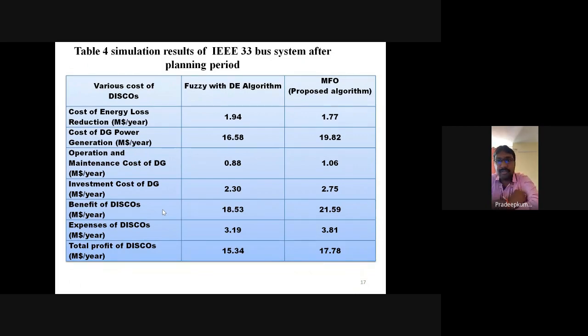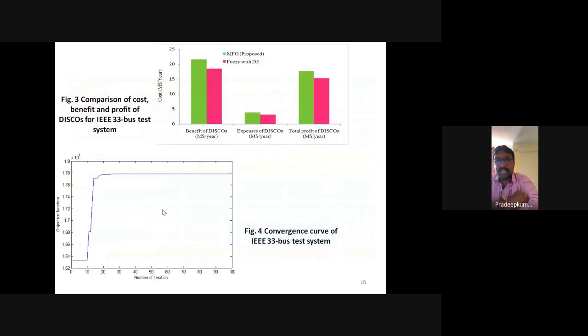Obviously, if you observe this tabular form, by applying the moth flame optimization algorithm, we reduce the cost, improve the benefit, and increase the total profit of DISCOs. Comparing with the fuzzy and DE algorithm, the profit is $15.35 million per year. But in the case of the MFO algorithm, we improve the profit to $17.78 million per year. Now these are the comparison graphs and convergence curve of the IEEE 33 bus system.